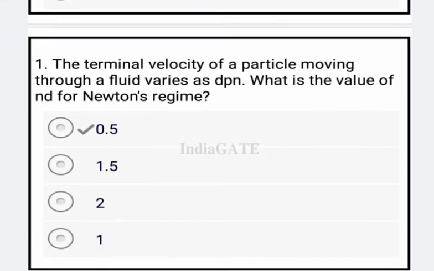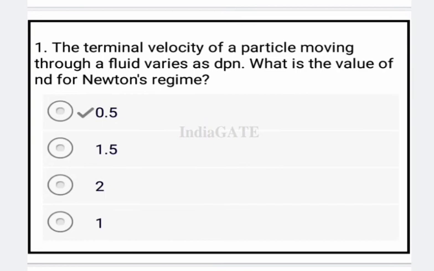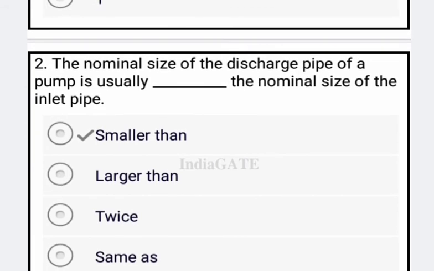Next question. The terminal velocity of a particle moving through a fluid varies as d_p to the power n. What is the value of n for the Newton's regime? The correct answer is option A, that is 0.5. Next question. The nominal size of the discharge pipe of the pump is usually dash the nominal size of the inlet pipe. The correct answer is option A, smaller than.